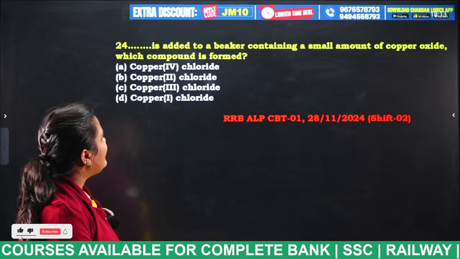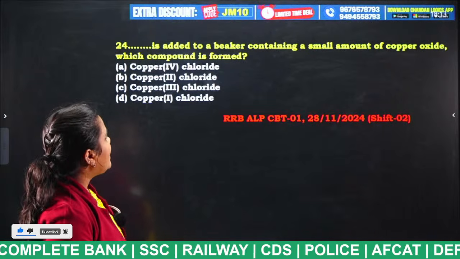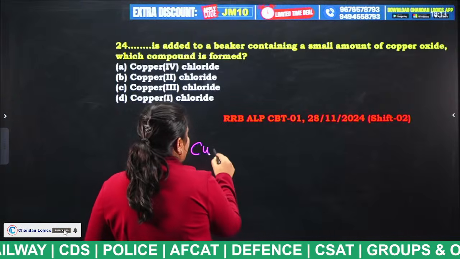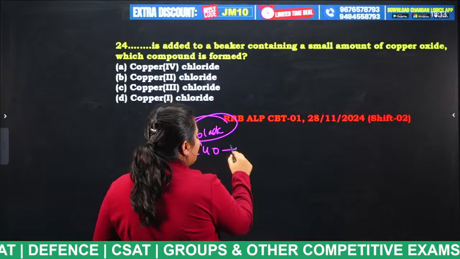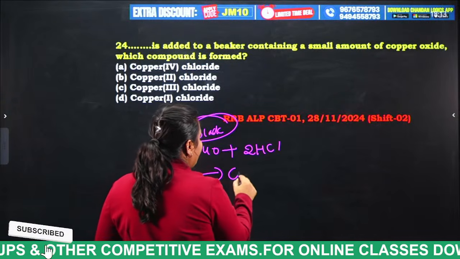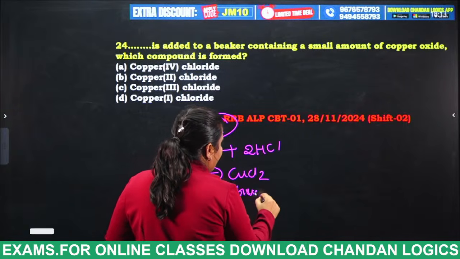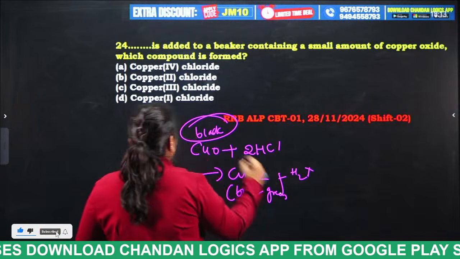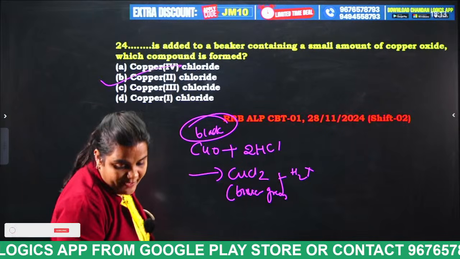Dash is added to a beaker containing a small amount of copper oxide, and a compound is formed. So what are they saying, students? Copper oxide is black in color. When it is mixed with hydrochloric acid, what are we getting, students? We are getting copper chloride, which is blue-greenish in color, plus water. So what is the answer, students? Copper chloride, CuCl2. Clear? Very good, very good.